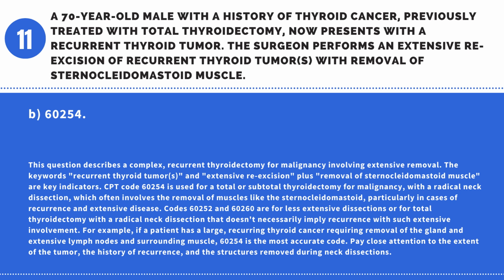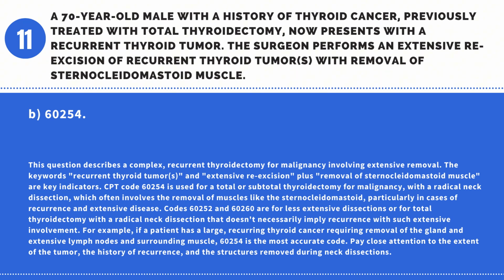60254. This question describes a complex, recurrent thyroidectomy for malignancy involving extensive removal. The keywords recurrent thyroid tumor, extensive re-excision plus removal of sternocleidomastoid muscle are key indicators. CPT code 60254 is used for a total or subtotal thyroidectomy for malignancy, with a radical neck dissection, which often involves the removal of muscles like the sternocleidomastoid, particularly in cases of recurrence and extensive disease.